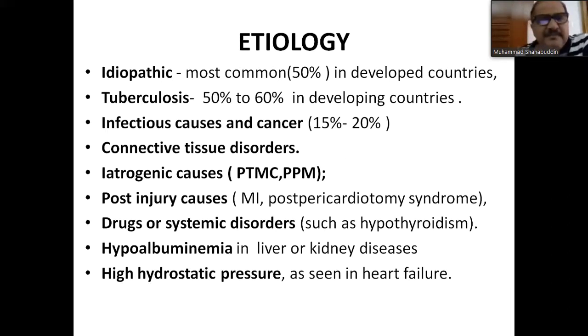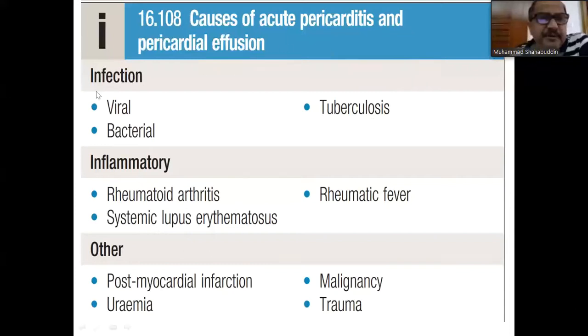But there is a big list. For practical purposes, you will have to memorize it like this: infection, inflammation, and others. Infection is most common: tuberculosis in developing countries, but idiopathic in developed countries. Inflammatory causes include rheumatoid arthritis, SLE, and rheumatic fever. Others are uremia, malignancy, trauma, and post-myocardial infarction. Among them, malignancy and trauma are most common.